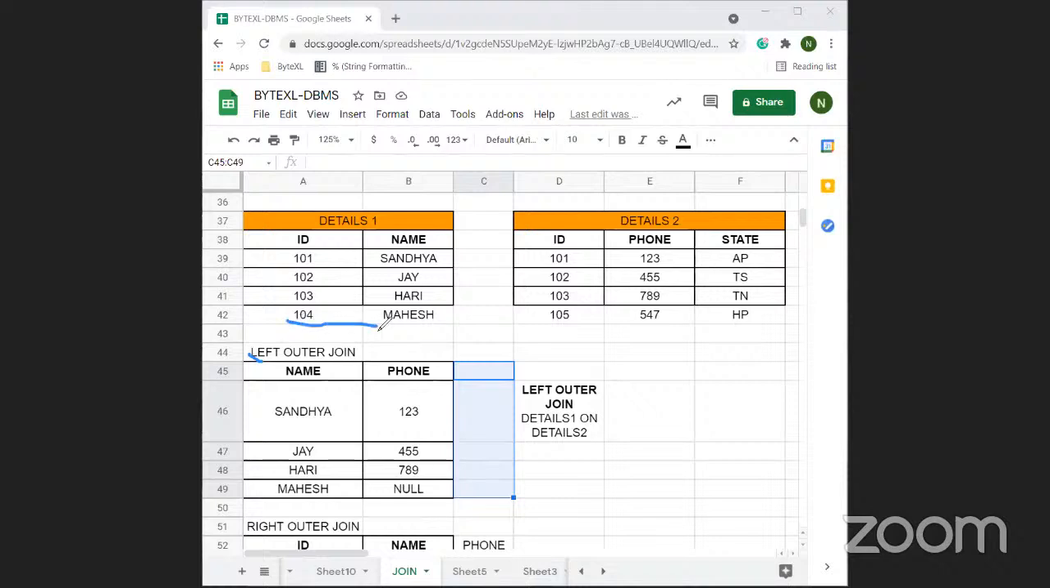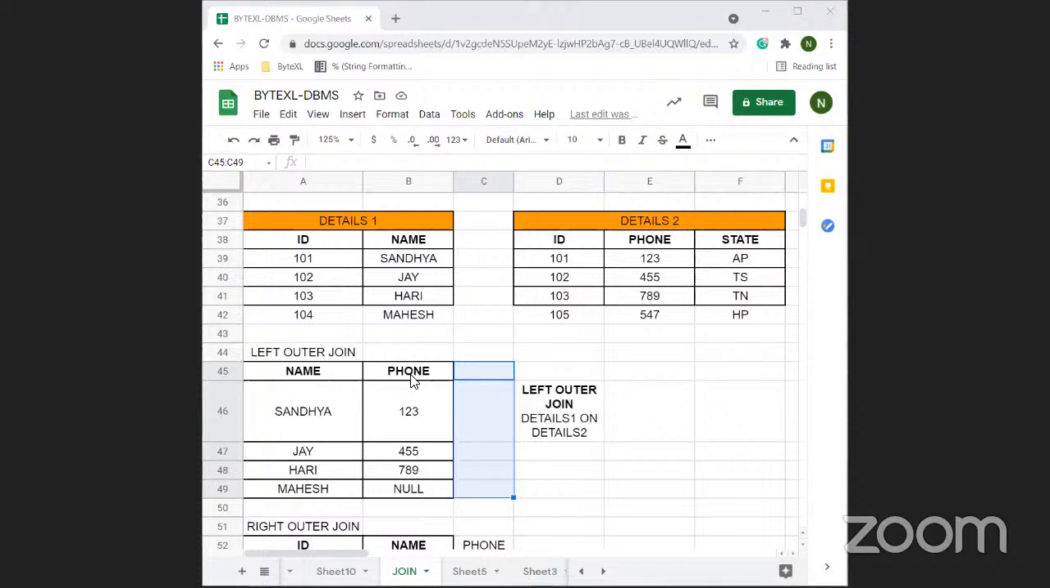What is the name of 104? Mahesh. So in the name column of 104 ID, Mahesh is taken. But we don't have 104 here if you observe. That means there is no phone number associated with 104. Therefore, it is taken as null. And general syntax of this is left outer join details 1 on details 2. Which table you are taking first is important. Since this table is on the left side, we are taking this value. Again, left side in the sense, while writing the code, we will see that.